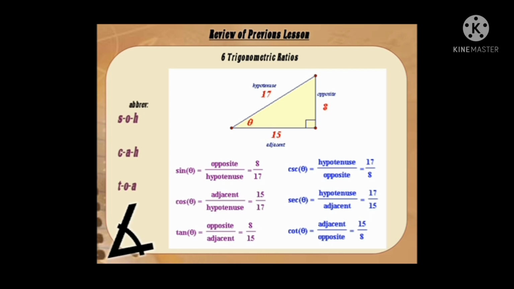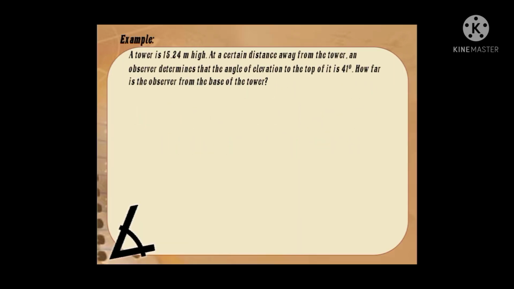Trigonometric ratios may be used to solve problems involving angles of elevation and depression. Here is an example. A tower is 15.24 meters high. At a certain distance away from the tower, an observer determines that the angle of elevation to the top of it is 41 degrees. How far is the observer from the base of the tower?